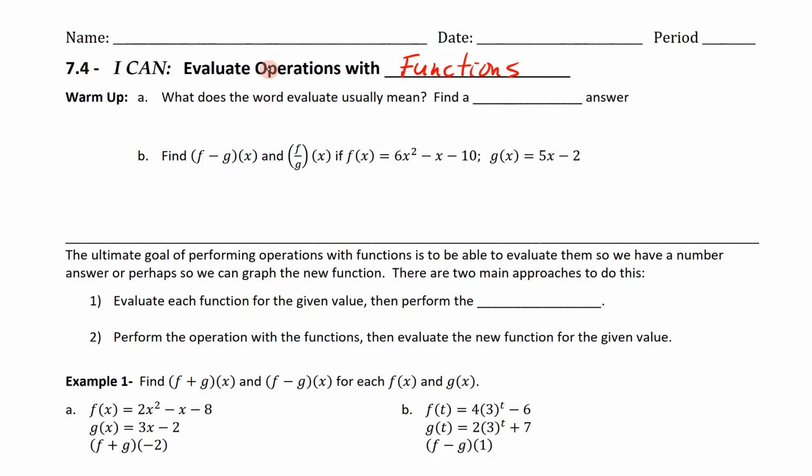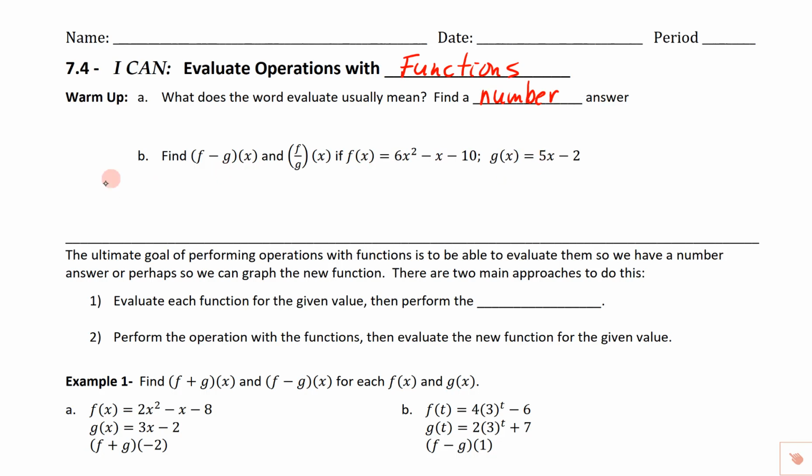It says, what does the word evaluate usually mean? Well, when we say evaluate something, what we normally mean is find a number answer. So on this one right here, this just says find f minus g of x and f divided by g of x with this f and this g. So let's go ahead and do the subtraction one.